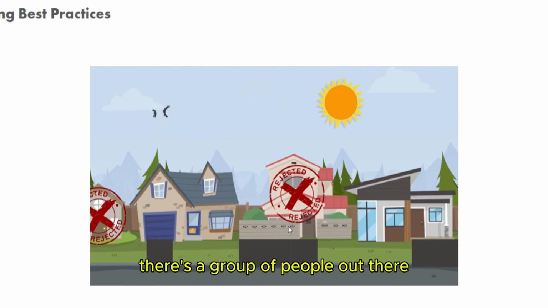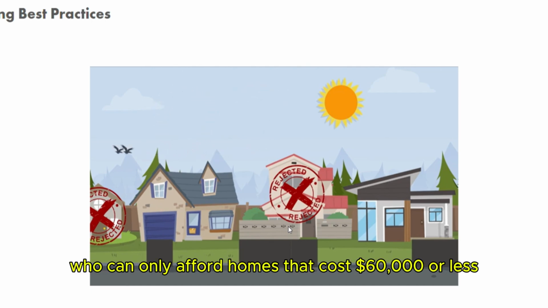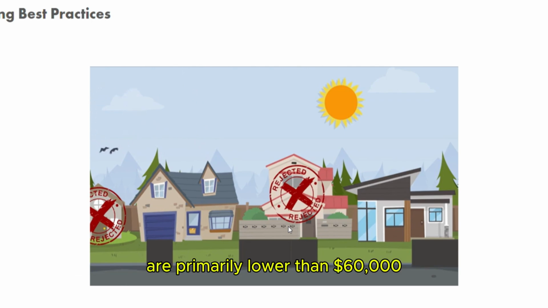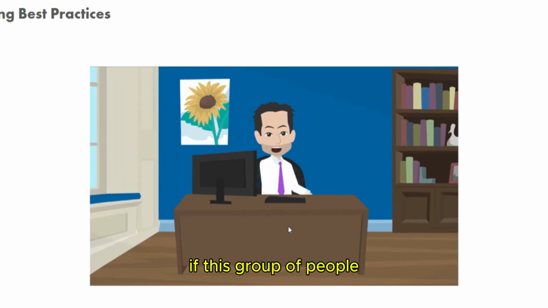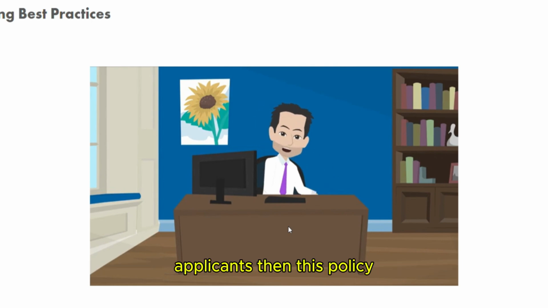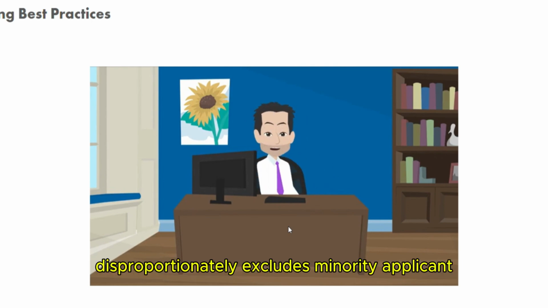Think about it. There's a group of people out there who can only afford homes that cost $60,000 or less, or the value of the houses in the area in which they live are primarily lower than $60,000. If this group of people is shown to disproportionately consist of minority applicants, then this policy, while applied to all, actually disproportionately excludes minority applicants.